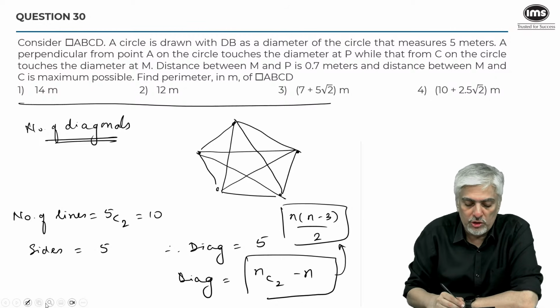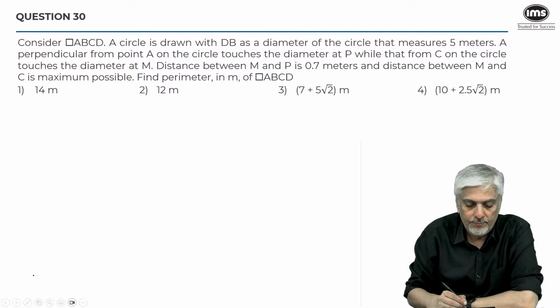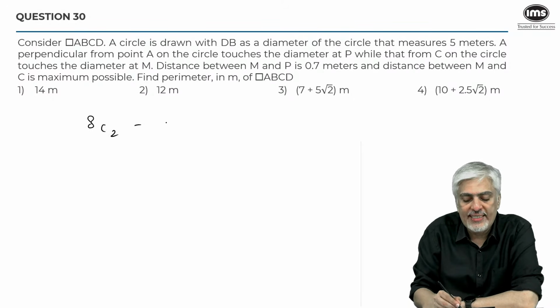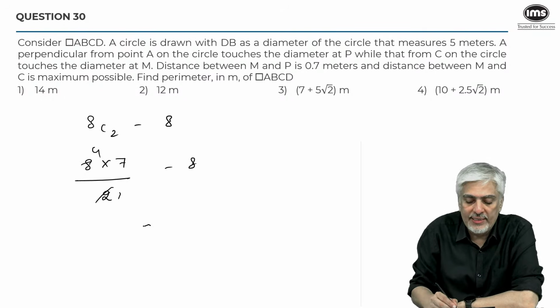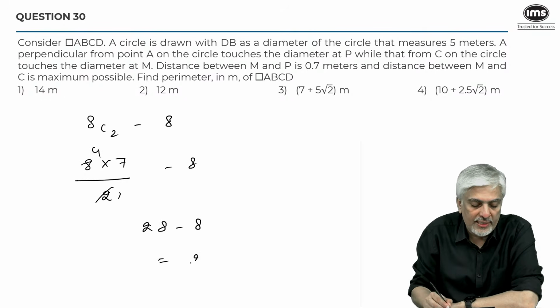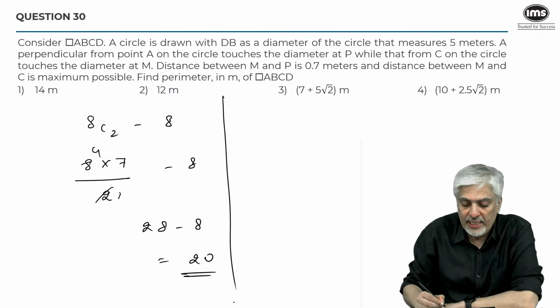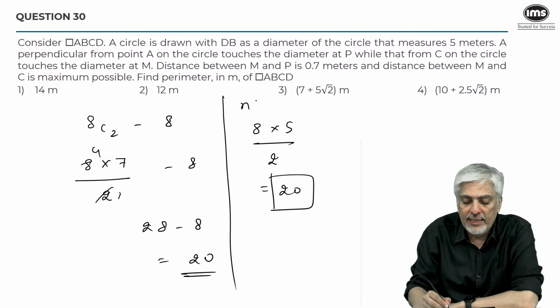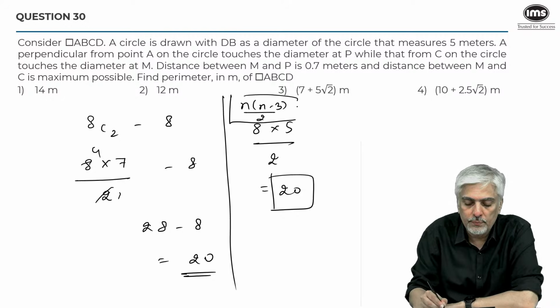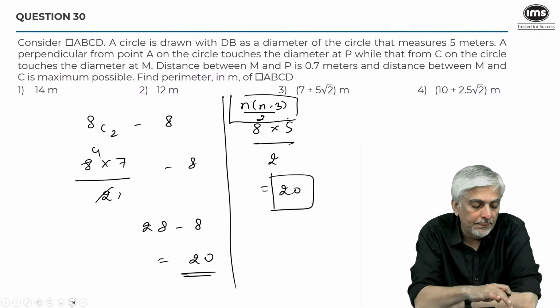So now if you want to do this for an octagon, it will be 8C2 minus 8. 8 into 7 upon 2. 28 minus 8 will be 20. Which if you apply the other formula, 8 into 5 upon 2, 40 upon 2 is 20. Which is the other formula? N into N minus 3 upon 2. Nishta, is that clear?